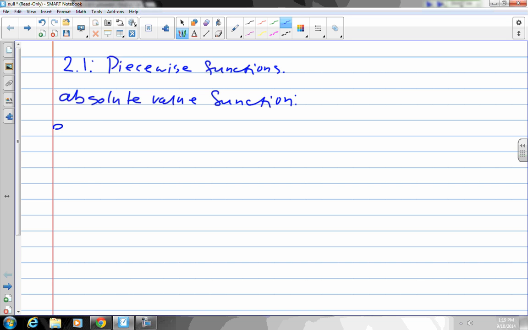If I ask you, for example, to compute absolute value of 3, you should be able to do that. What is it? 3. And if I ask you to compute absolute value of -2, you'll say 2. How do you do that?